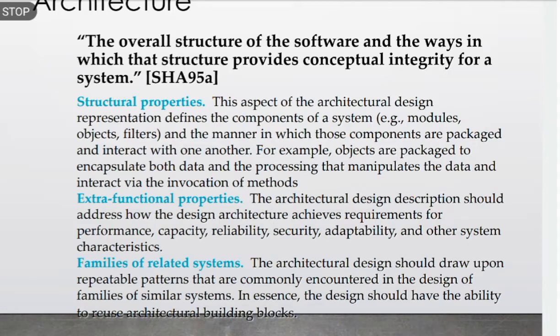Extra functional properties. In structure property, the focus is basically on the objects and the packages which are going to be encapsulated, and extra functionalities such as reliability, security, and adaptability of your product family. The basic focus is on the design, which should be able to reuse the architectures of your building blocks.